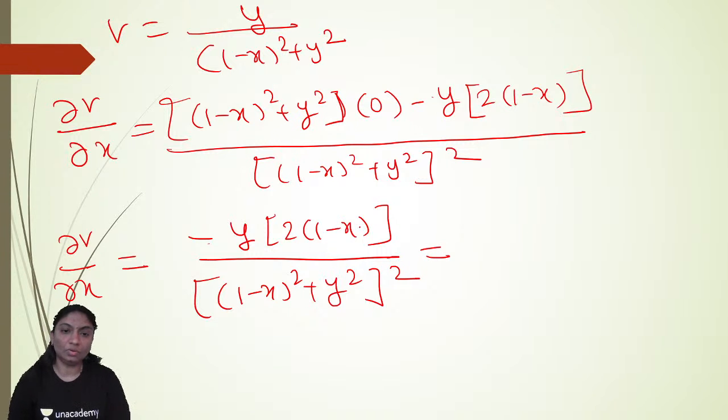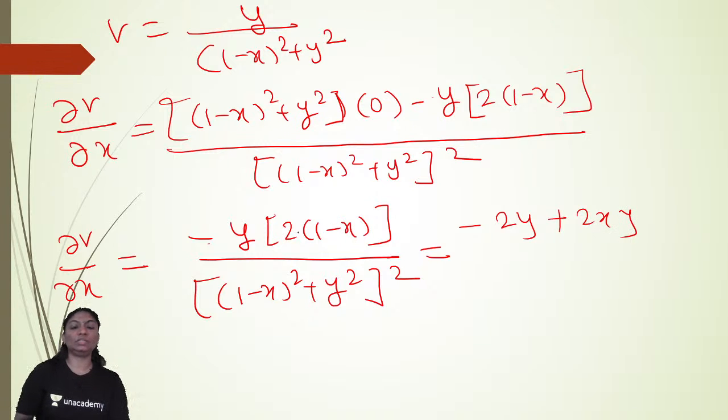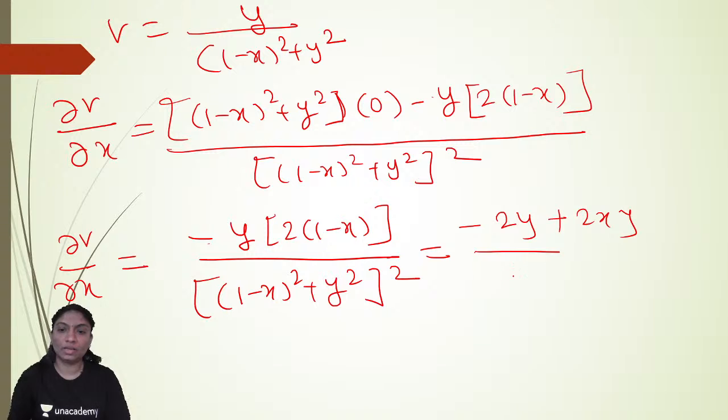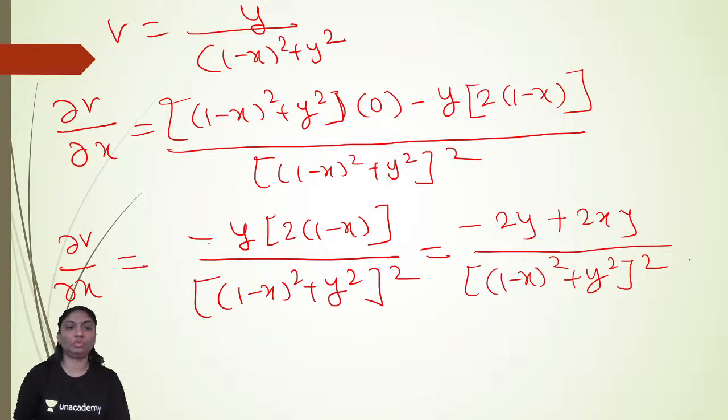So simplifying, we get the numerator as 2y minus 2xy, that is 2 into (1 minus x) into y, with the sign adjusted, upon (1 minus x) whole square plus y square, whole raised to 2. So ∂v/∂x is equal to this.